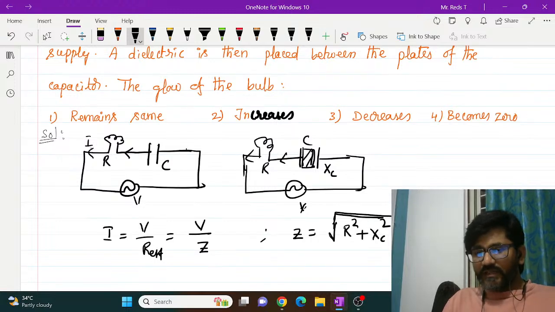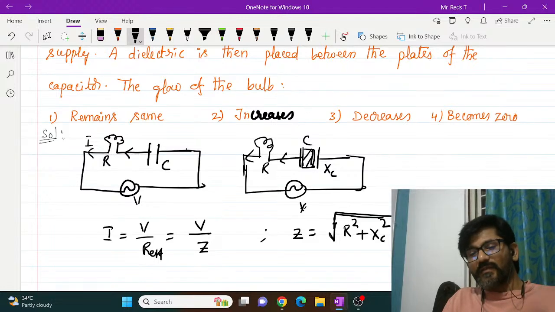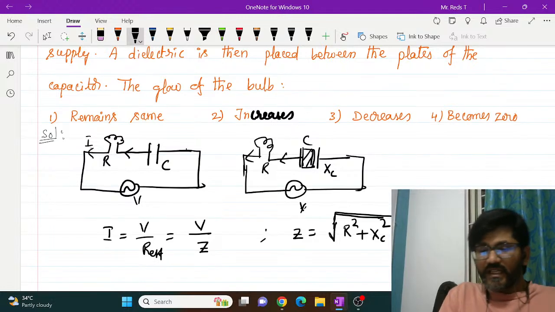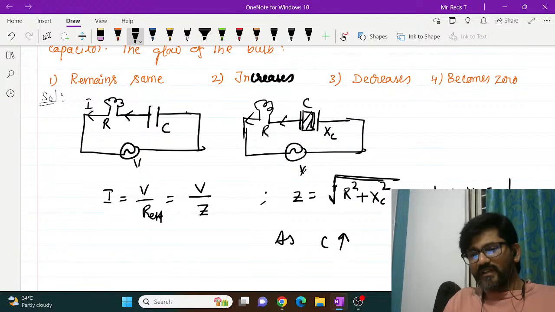Here again, what is XC? Capacitive reactance. It is given as 1 by omega C. This also you have to remember. Earlier, when just a capacitor was connected to the bulb, it was glowing. Now if you introduce the dielectric, the capacitance will increase. As the capacitance increases, because XC is equal to 1 by omega C, the denominator increases, so the value of XC decreases.